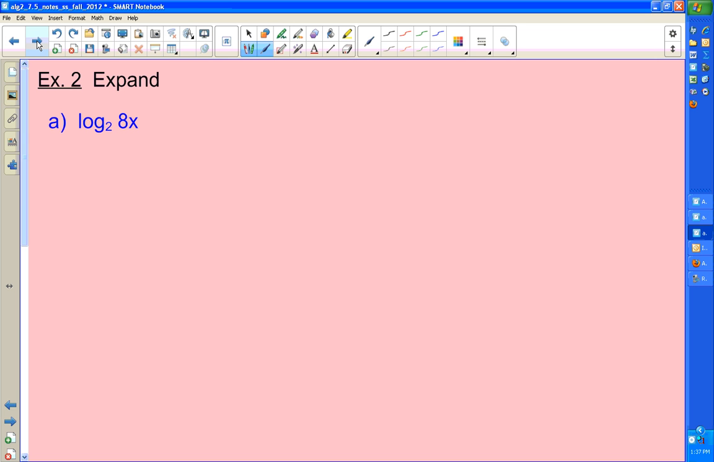Okay, let's take a look. Expand means apply the property. What would this look like if you expand it?